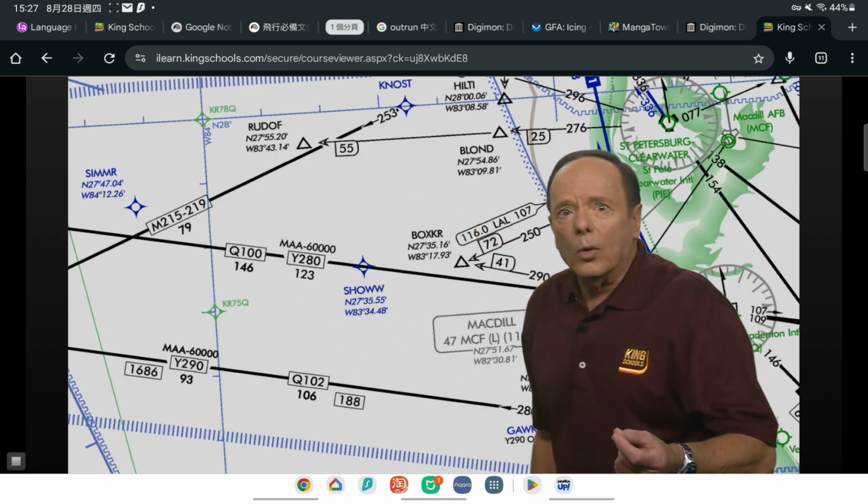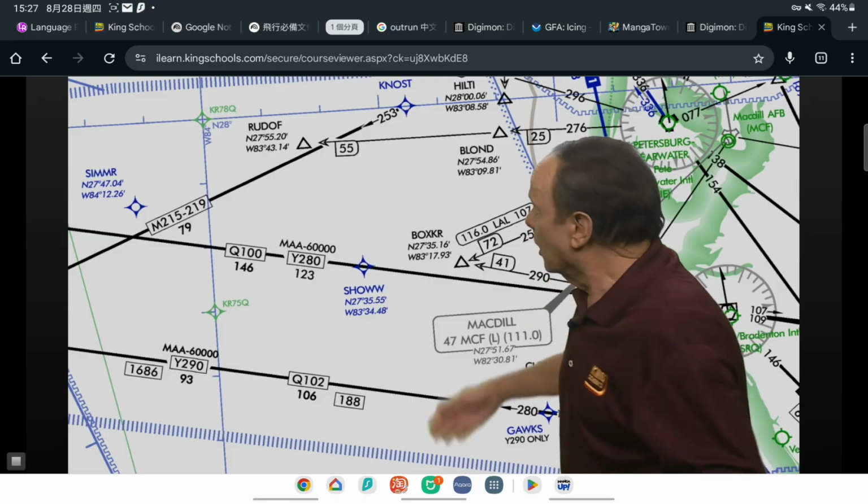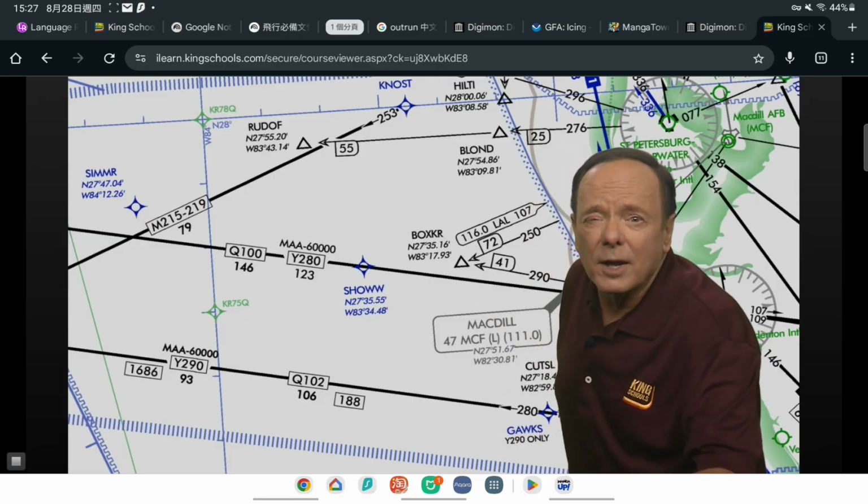So now you know how high and low altitude airways are shown on IFR charts. You're prepared to make good use of them.